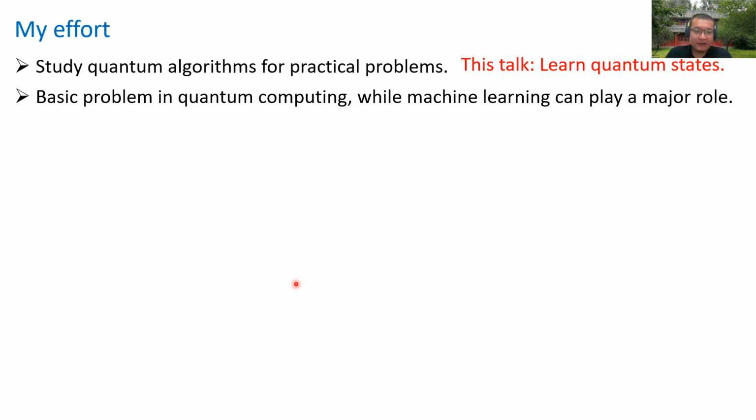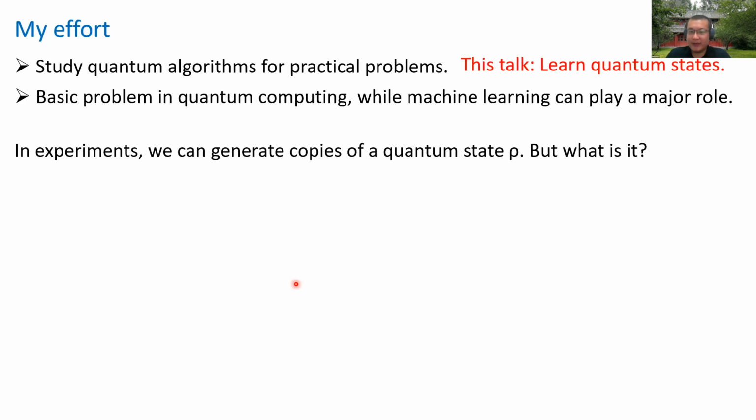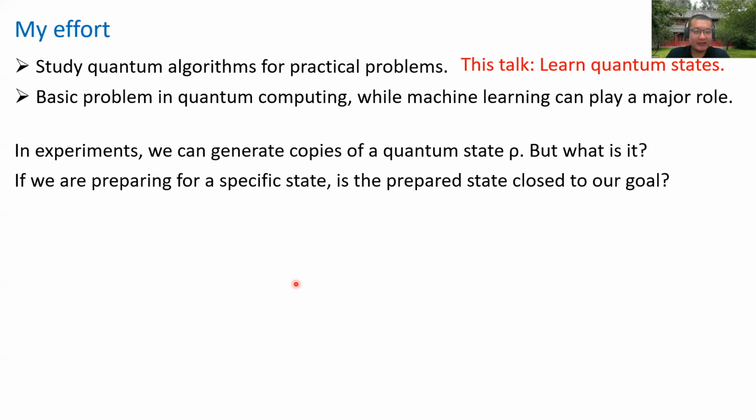Okay, so let's delve into this. For the talk today, let's talk about the problem of learning quantum states. What do I mean by that? Maybe we want to be a little more precise. In real-world quantum experiments, it is common that we have the capability of generating copies of a quantum state rho. But what is the state? For instance, if we are preparing a specific state, is the prepared state close to our goal?